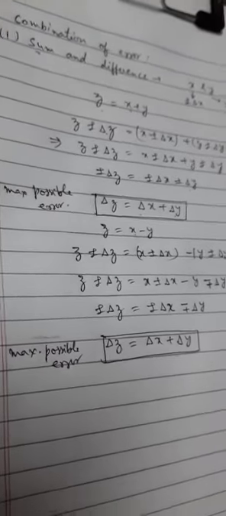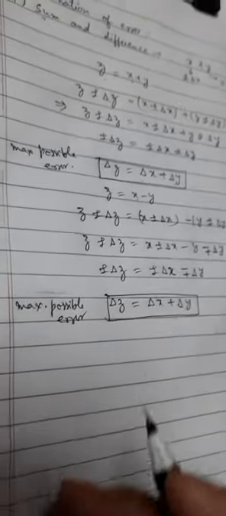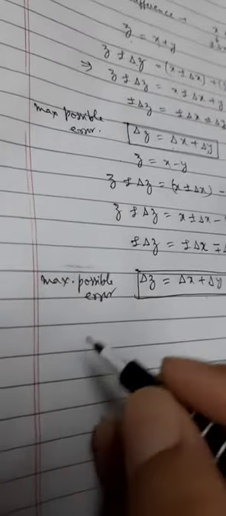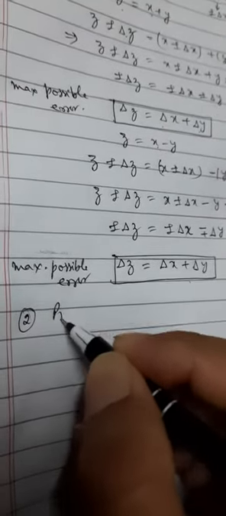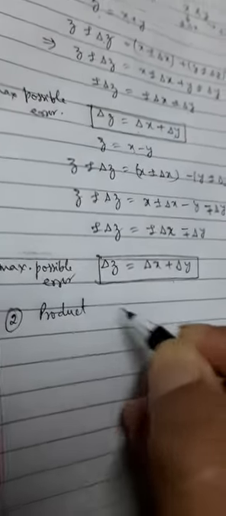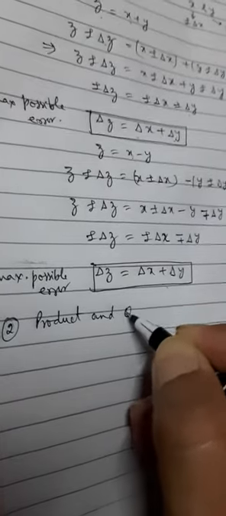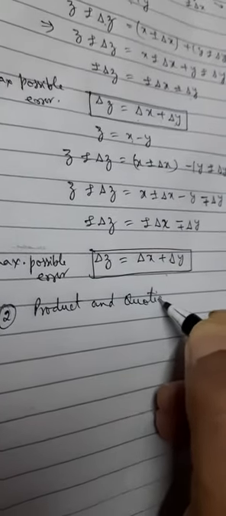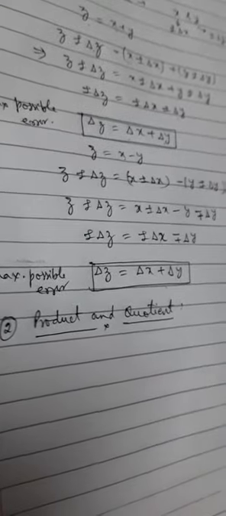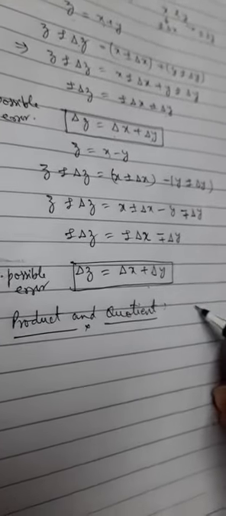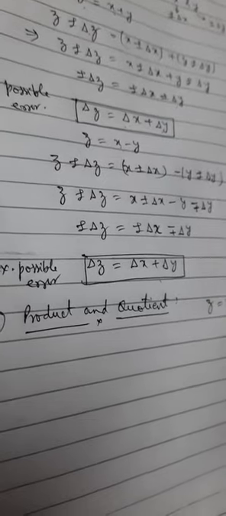Okay, now I am coming to the second topic. It is product and quotients. Okay, the second point, product and quotients. Clear? First I am taking the product. Now z is equal to xy.